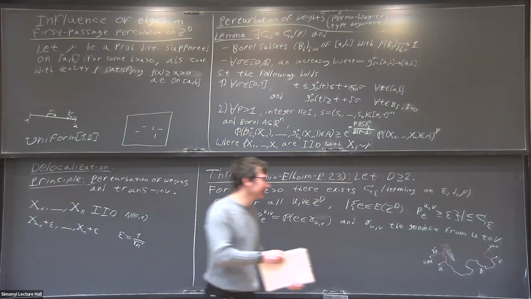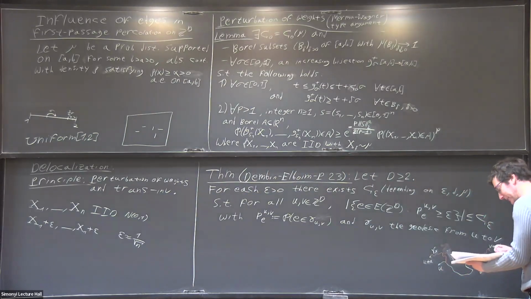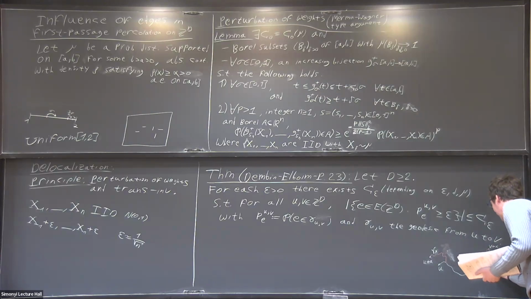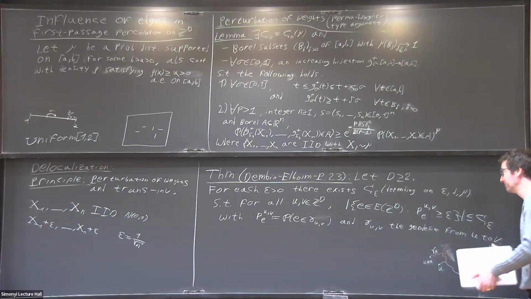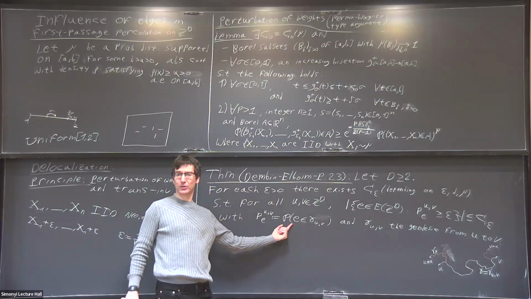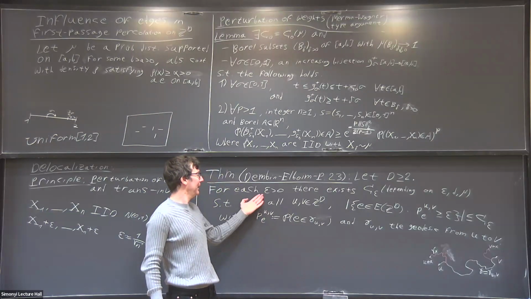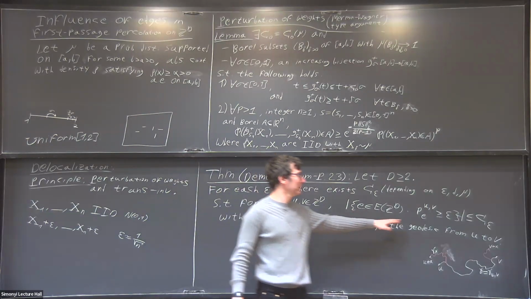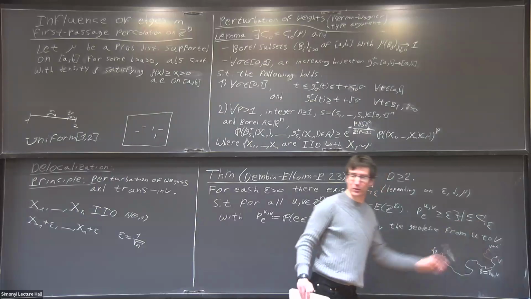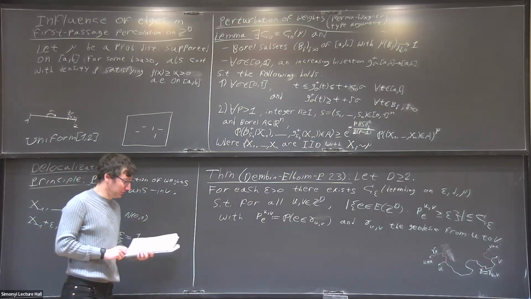That's the geodesic from U to V. So I sometimes write it as gamma, and I sometimes write it as gamma UV. And then if you ask for the influence of an edge, the probability that E is on the geodesic, then the theorem says that for every epsilon, the number of edges with more than epsilon influence is at most C epsilon. That's the result, and we would like to prove it.